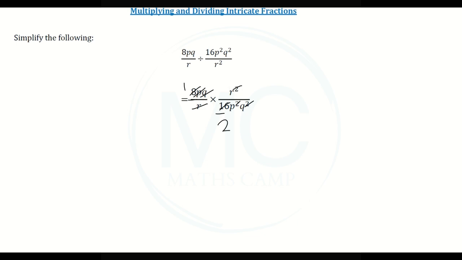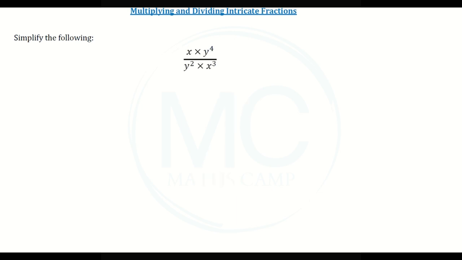Now we can multiply these two together. We have 1 multiplied by r, which is simply r, and then we have 1 multiplied by 2pq. So we have a denominator of 2pq.